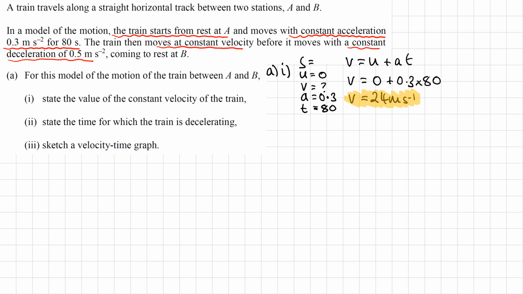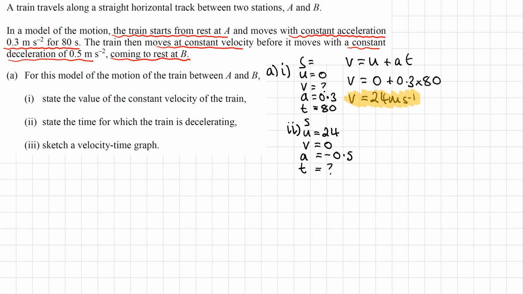Then the second part of Part A, I need to state the time for which the train is decelerating. Let's write down the second part of Part A here. So here we can use SUVAT again. It comes to rest at B, so that means that V is 0, the final velocity. The velocity before is what the constant speed was, or the constant velocity, that's 24. I have a deceleration, so this is going to be negative 0.5. And I want to find T.